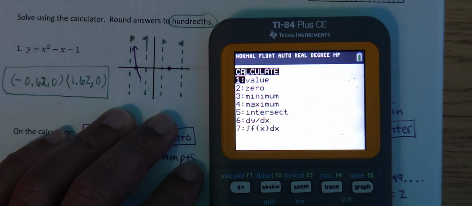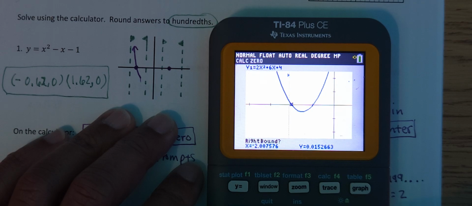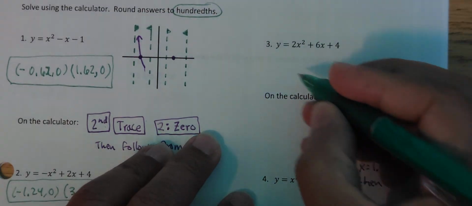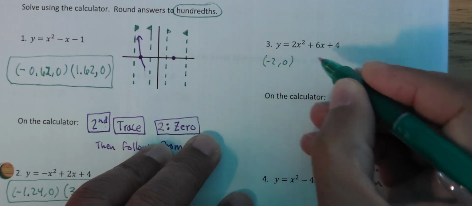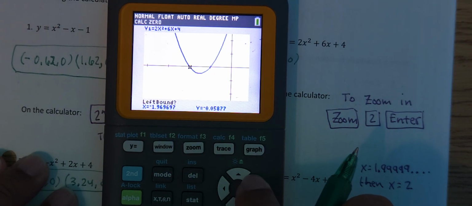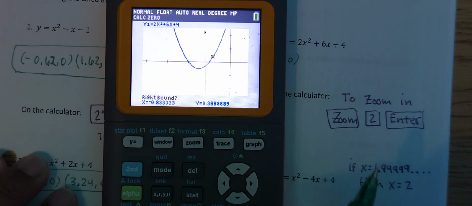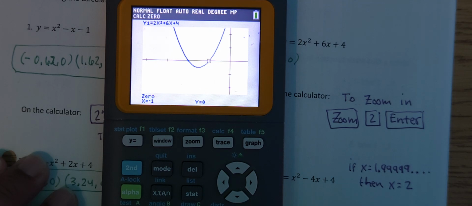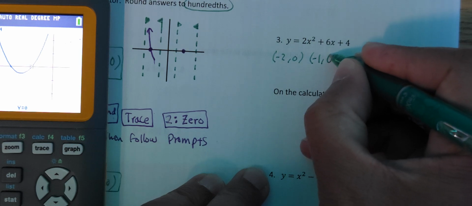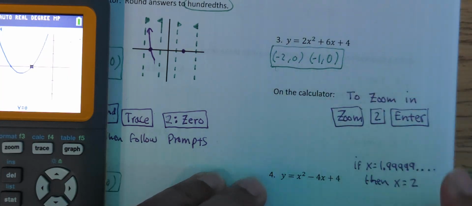Then second trace 2, we want this intersection first. Press enter, and it gives me negative 2, 0. So for this one, we have one intersection, negative 2, 0. That's 1 point of intersection. Then second trace again, 2. Now we want the other intersection. That should be close enough. Get above the x-axis, press enter and enter again. Negative 1, 0. So we have the intersections at negative 1, 0 and negative 2, 0. These are the solutions, roots or x-intercepts for that quadratic.